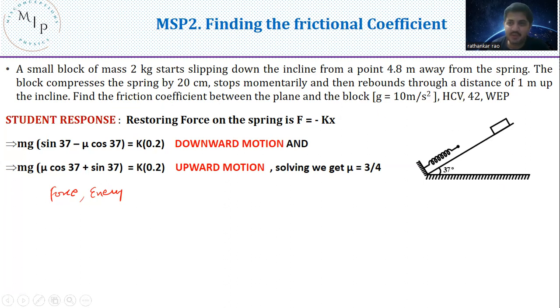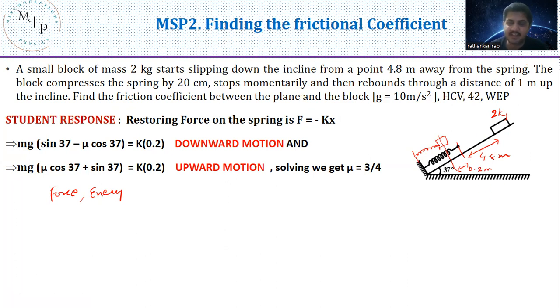A small block of mass 2 kg. This is a problem from HCV. So this is a mass of 2 kg, which slips down the incline from a point 4.8 meters away from the spring, which means from here to here, the distance is 4.8 meters. The block compresses the spring by 20 centimeters, which means this spring gets compressed and becomes like this. The block is now in contact at this point, which means the distance here is 20 centimeters or 0.2 meters. It stops momentarily.